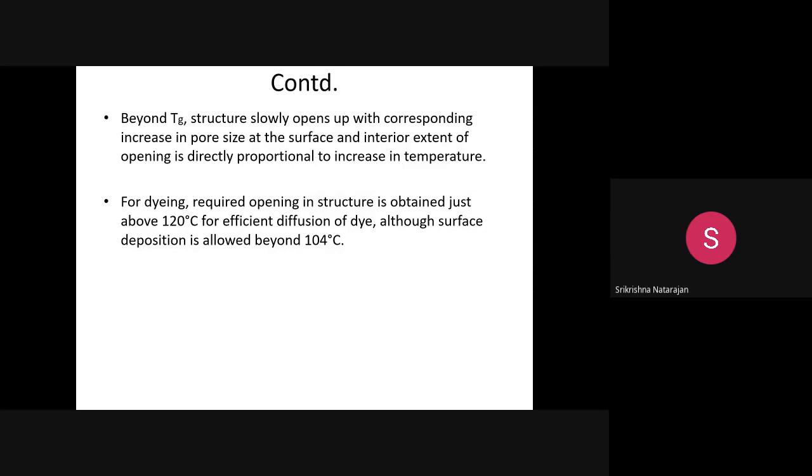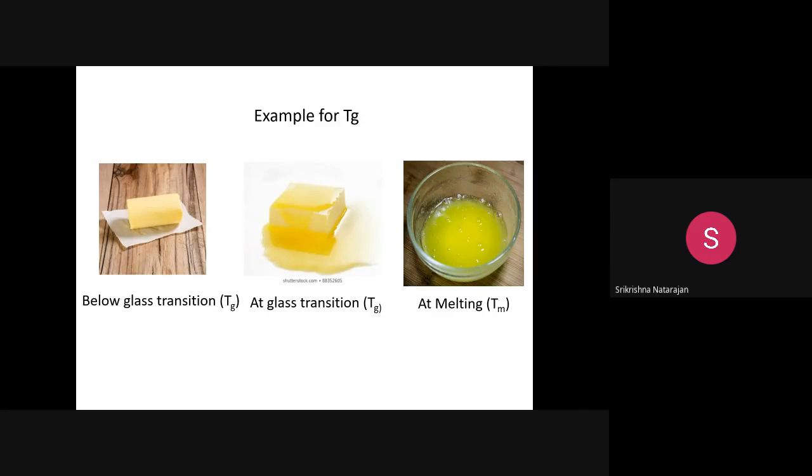That question I am asking is this week's assignment for you. Next week you need to tell me why, when the glass transition temperature is reached and the fiber has become like a rubber, we can dye it, yet we dye at 130 degrees. Think about that, find out the answer, and next week you can tell me.